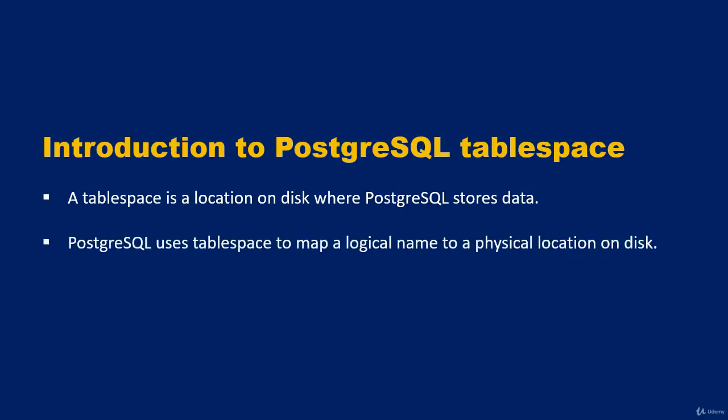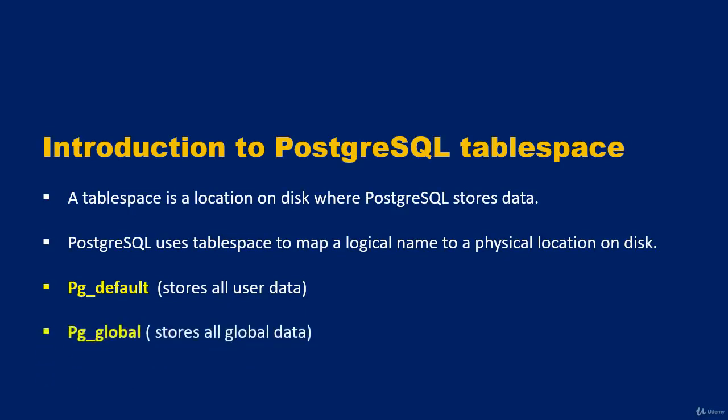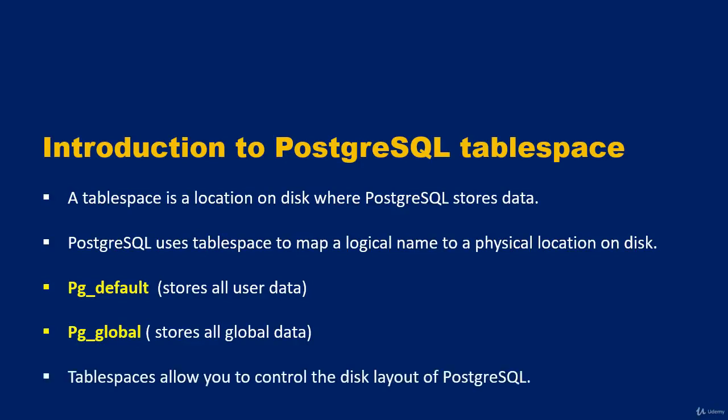PostgreSQL uses a table space to map a logical name to a physical location on a disk. Postgres comes with two default table spaces. The first table space is called pg_default. This table space stores all the user related data. The second default table space is called pg_global, which stores all the global data.